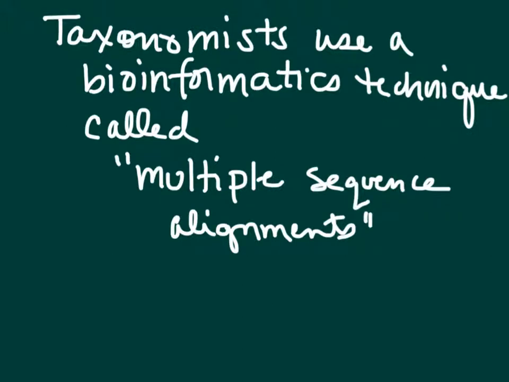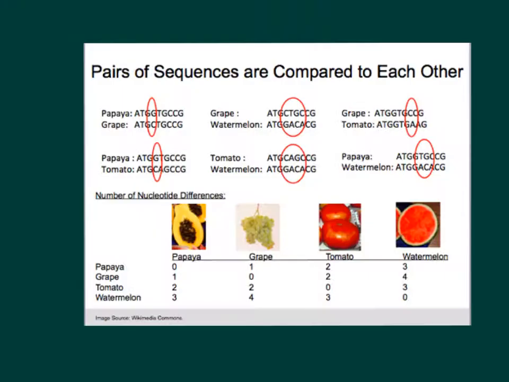Taxonomists would use a bioinformatics technique that we call multiple sequence alignments. So what you've done so far in your research is a single sequence alignment. You took your unknown sequence and compared it to the known sequences in the databases that exist. Here, what scientists would do is take a group of sequences from multiple different organisms and compare them to each other in that multiple sequence alignment. And it would look something like this.